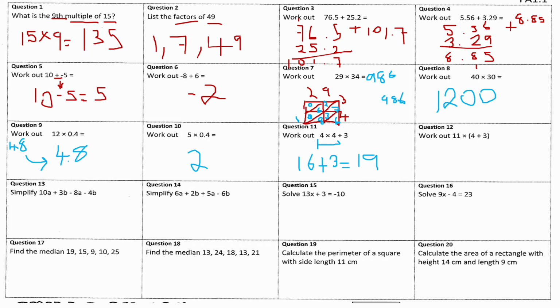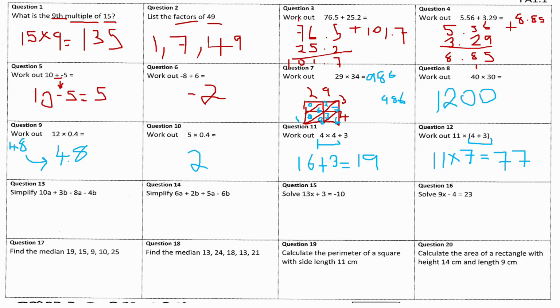Okay, this is question number 12, guys. Work out 11 times bracket 4 plus 3. Well, again, using BIDMAS, doing the bit in the bracket first. Okay, 4 plus 3 is 7. So 11 multiplied by 7 is equal to 77. Okay, using BIDMAS, or BODMAS.